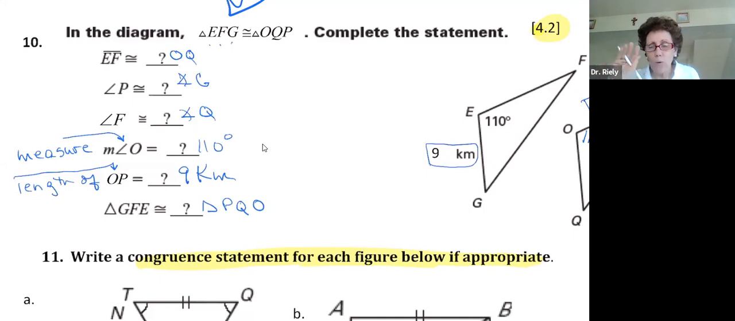Okay, anybody have any questions on this? Because ask me if this is not clear. Okay, I don't want you to leave this class today not being able to nail these kind of questions.